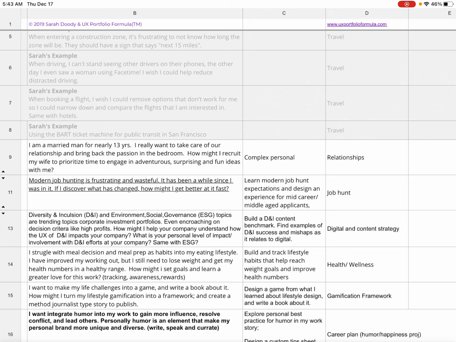So this top one: I am a married man for nearly 13 years. Okay, this is a fact. I really want to take care of our relationship and bring back the passion in the bedroom, which is key to staying married. How might I recruit my wife to prioritize my time to engage in adventurous, surprising, and fun ideas with me?